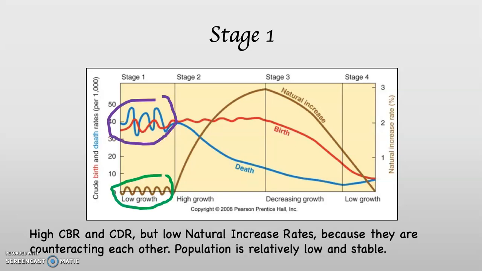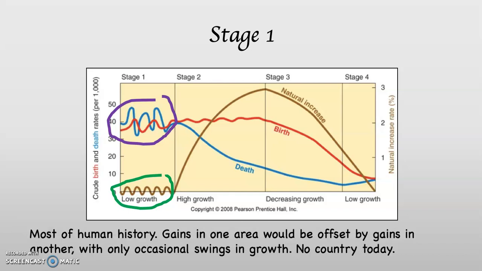If you take a look, I circled the crude birth rates and the crude death rates in purple, and then the low growth natural increase rate in green. Okay, take a look there. So you can see the way they're kind of squiggling all over the place, which also does not indicate stability in the society. It indicates a kind of unstable situation, at least with regards to population growth. Population is relatively low and stable. I didn't say population is unstable. The population is stable. Economically, things might not be completely stable.